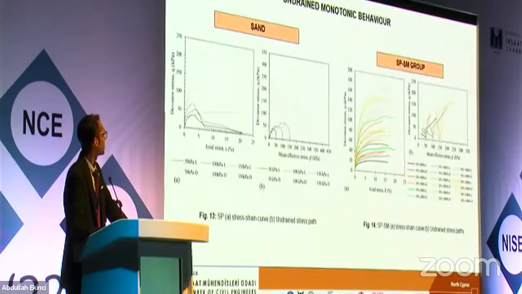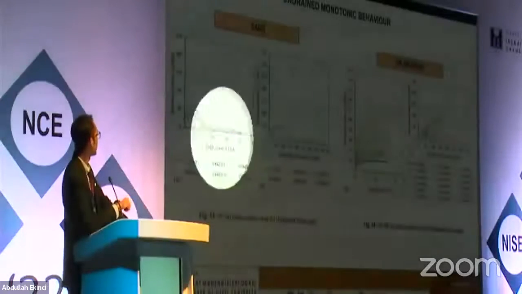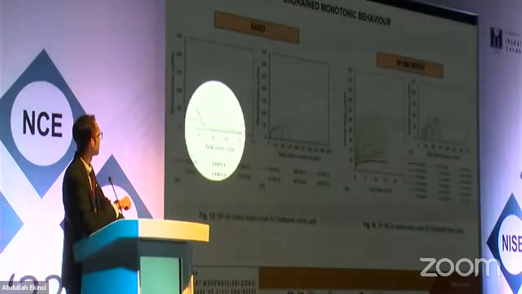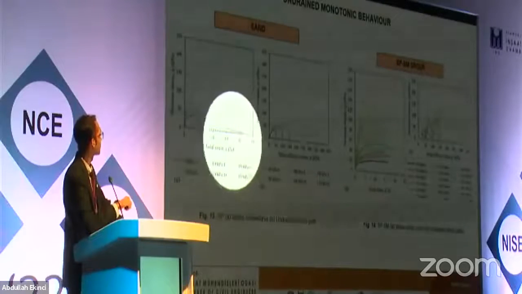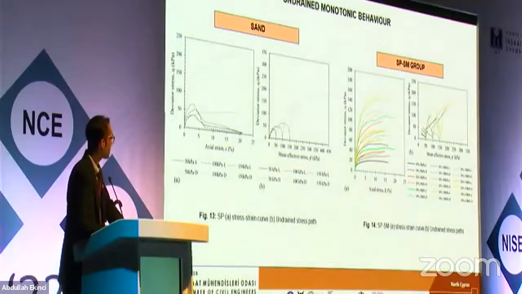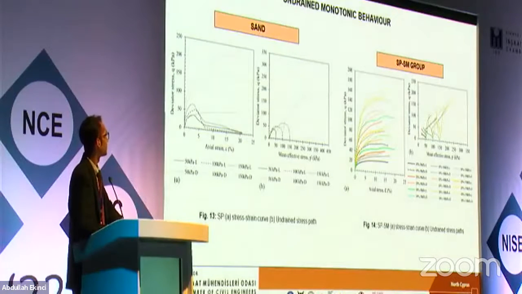So here is the undrained monotonic behavior, and we have our sandy soil, which was in the loose state, been completely liquefied, total flow failures, total flow liquefaction observed. And at the dense states, it was stable enough. Whereas the sand with the silty group in all 3 cases has shown a stable response.